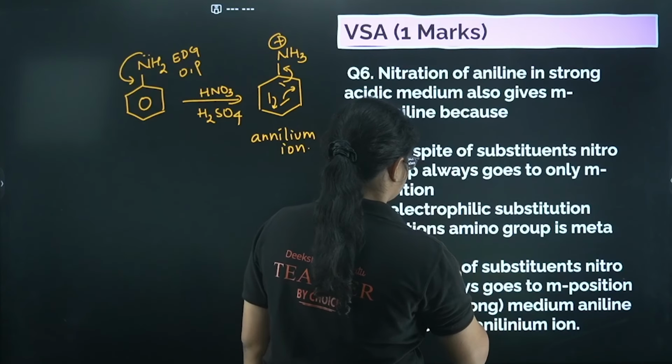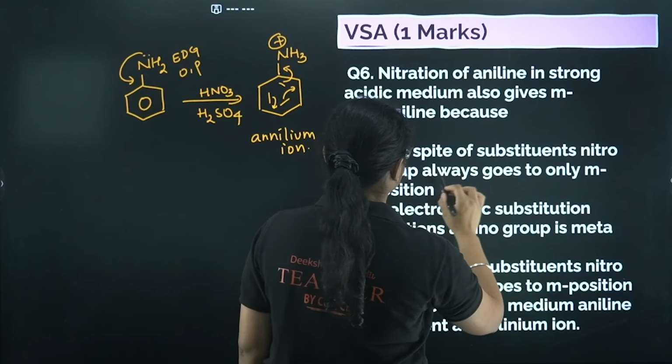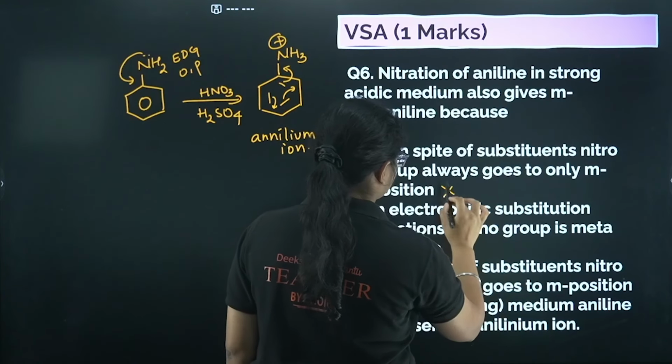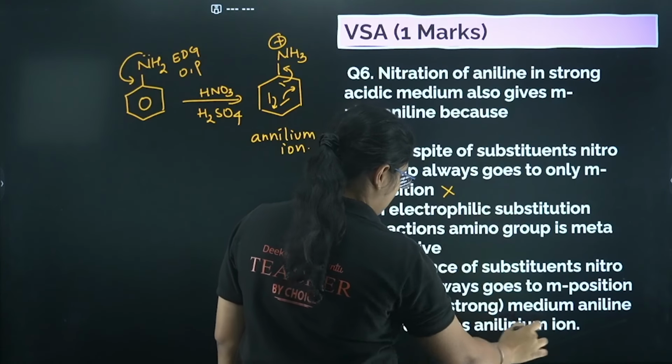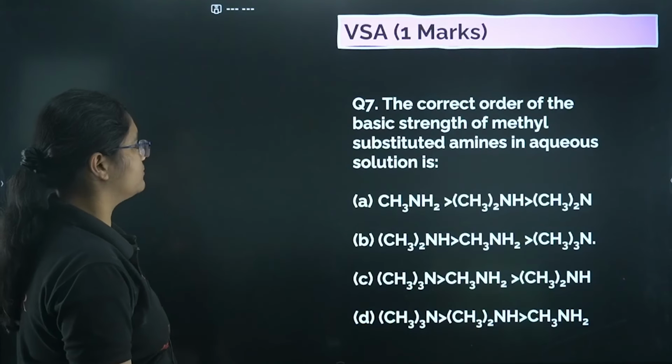So in electrophilic substitution reactions, the amino group is meta directing. In spite of the substituents, nitro group does not always go only to the meta position. In acidic media, the aniline is present as anilium ion, which is meta directing. So option number D here.